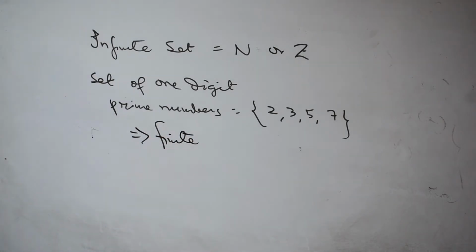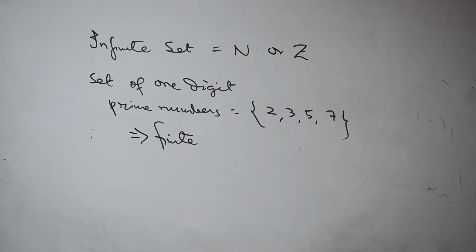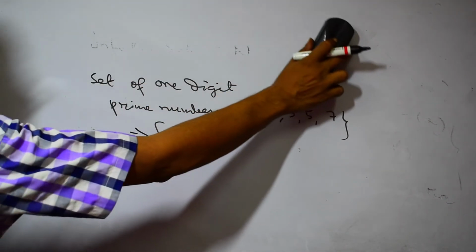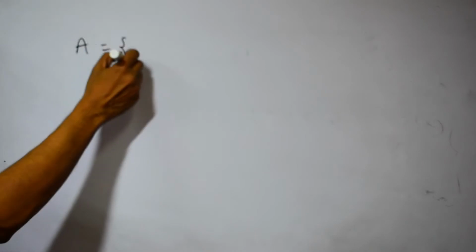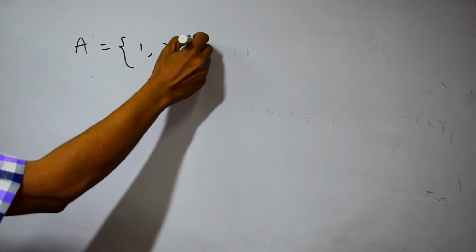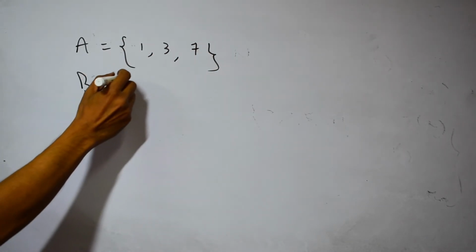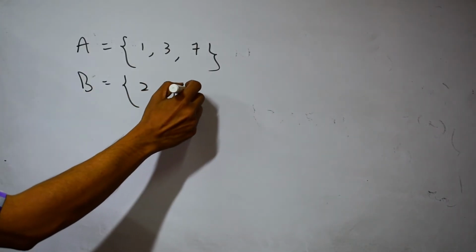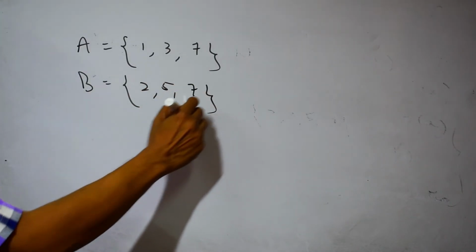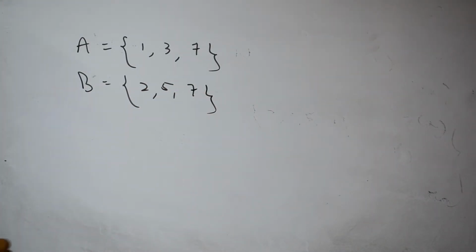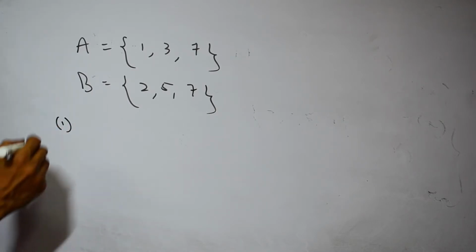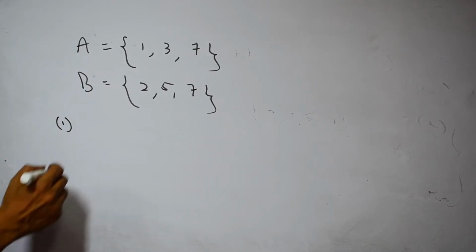Now we have some algebra of sets. We have more or less three types of algebra mainly: addition, subtraction, multiplication. If I have a set A, 1, 3, 7, and another set B, 2, 5, 7, then we have some algebraic methods. These are the algebraic concepts of sets.